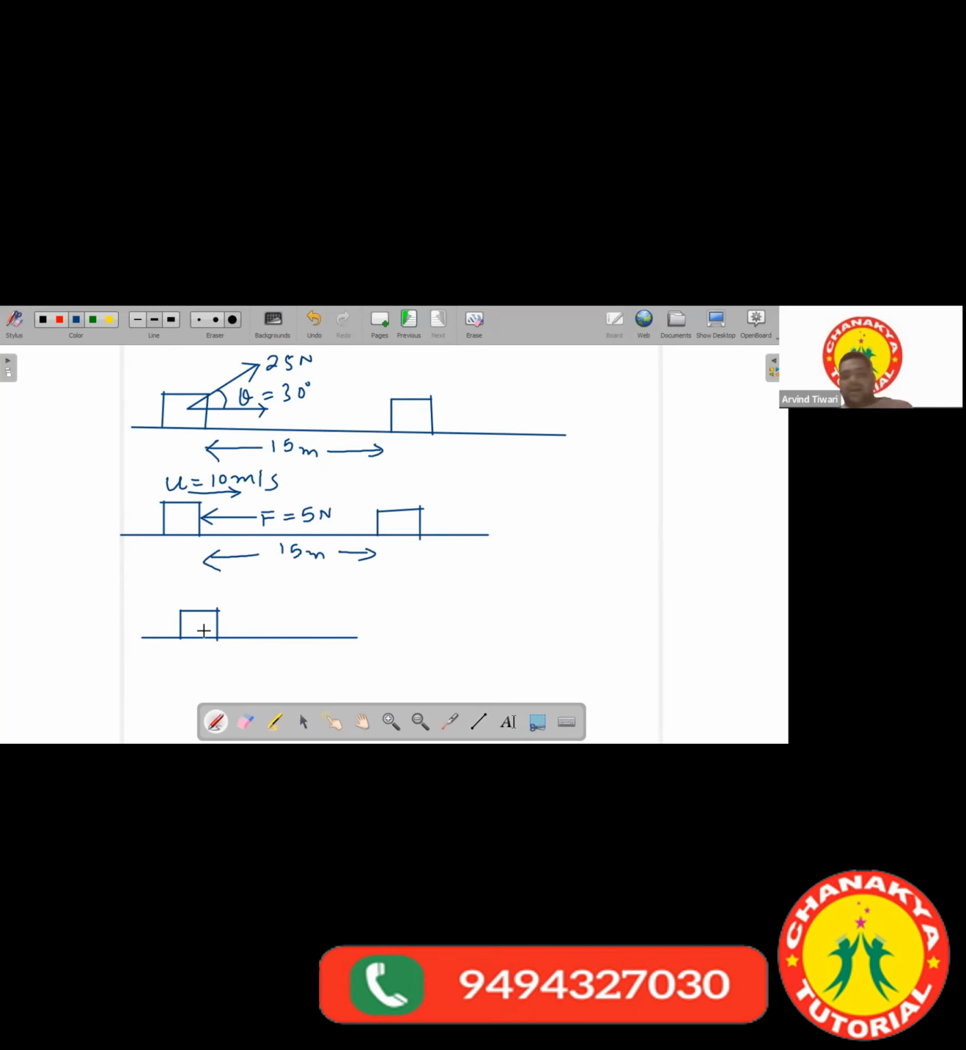In the third block, there are two forces acting. You have 10 Newton of force being applied, and you have 10 Newton of force of friction. Both these forces are acting on the same block. Now you will tell what will be the amount of work done.